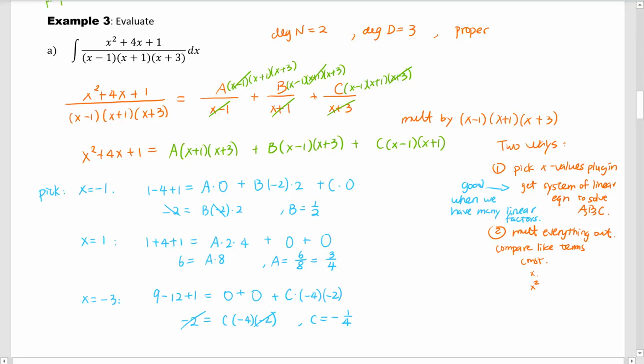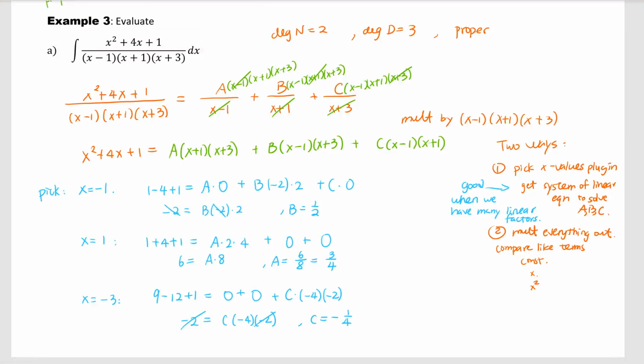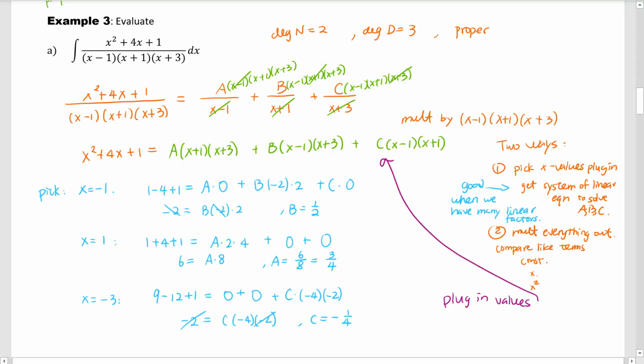See, we can solve A, B, C easily by just putting in the x values which make the linear factor 0. Okay, so here, caution, everybody, be careful. Let me use this color. So we plug in the values here. Don't plug in here.